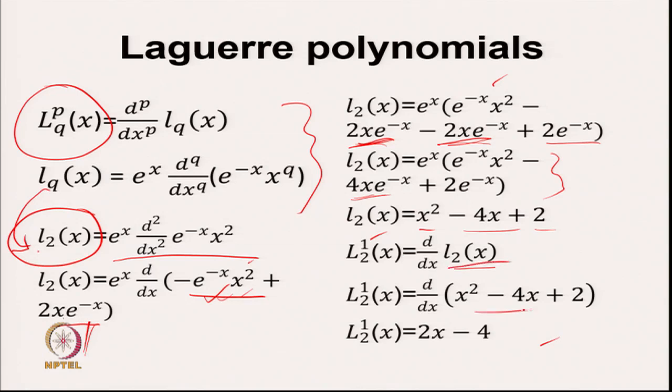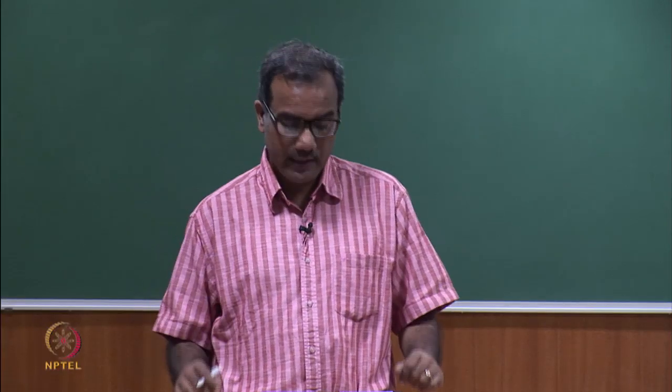L 2 x is x square minus 4 x plus 2, and if I differentiate this, what I am going to get is 2 x minus 4. So, L 1 2 is equal to 2 x minus 4. Similarly, we can calculate L 3 x.